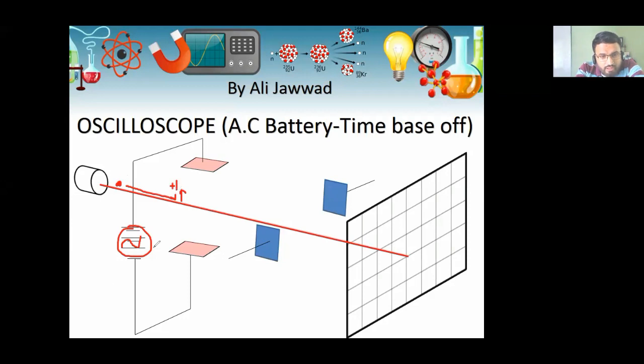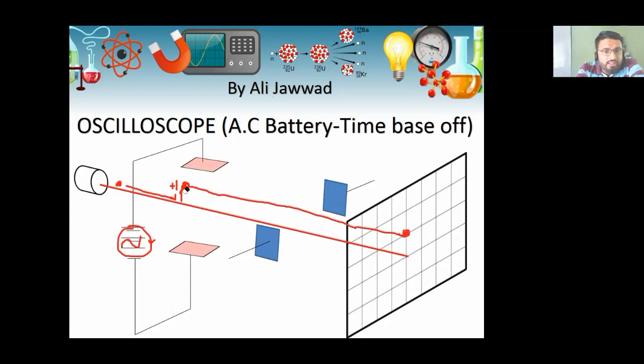Because it is an AC supply, and an AC supply has an increasing and decreasing voltage. So at the first instant of time it will increase, and the electron will change its position along the y-axis. And since the time base is turned off, there is nothing on the x plates. So this electron, after rising, will come and strike this position.